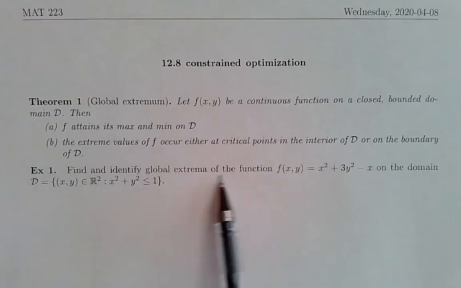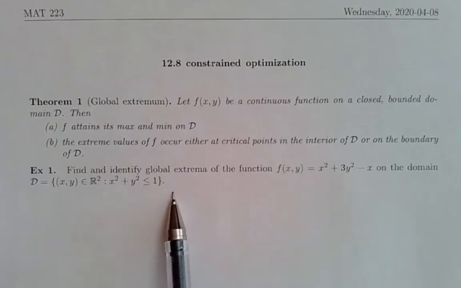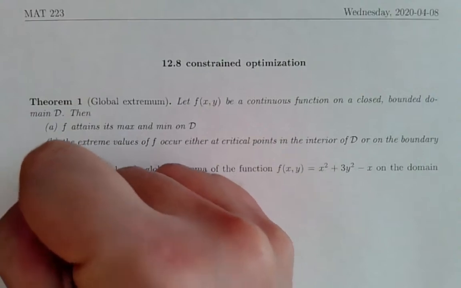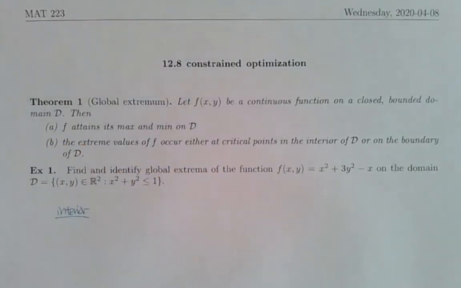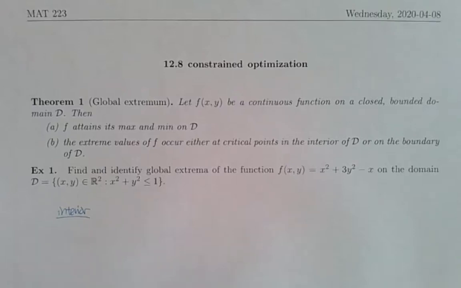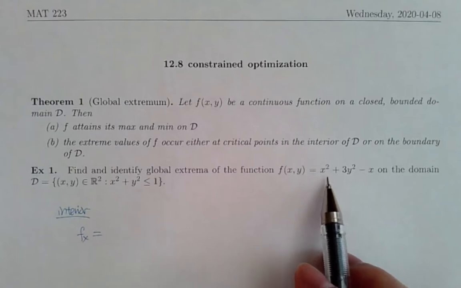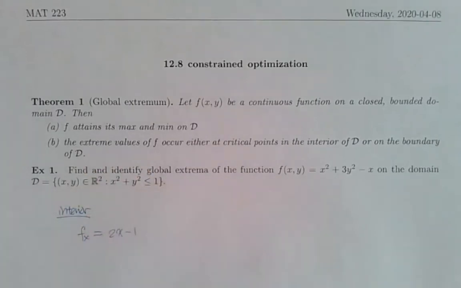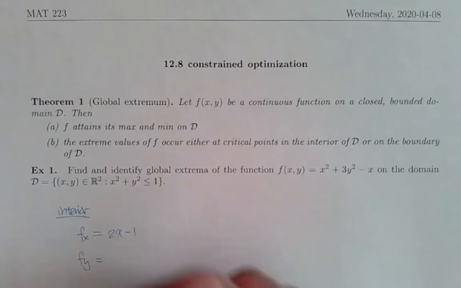So let's look at this one, this function on that domain. Let me look at the interior first. I think the interior is a little easier. To find critical points in the interior, we would take partial derivatives. F sub x is equal to 2x minus 1. F sub y is equal to 6y.